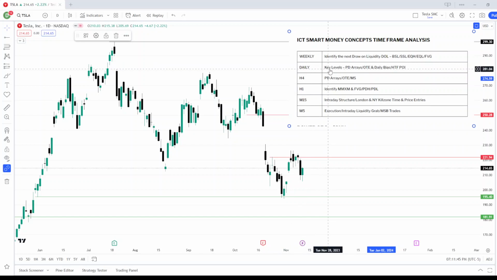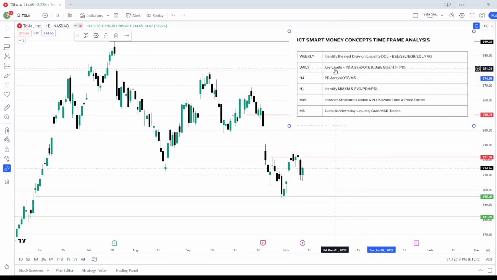And on the daily chart, we're looking at key levels. Key levels can be anything. They're just areas of interest. You might have heard them referenced as point of control or POI, point of interest. Point of control is often related to volume. Point of interest is maybe an area where we've consolidated before. It could be a previous high, could be a previous low on a daily, weekly, or monthly time frame. So there can be all kinds of different key levels.